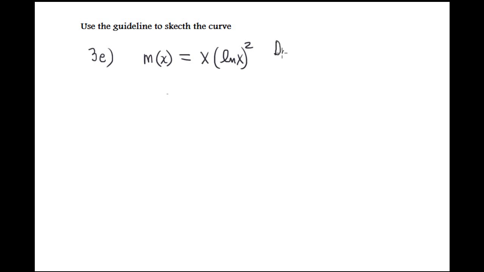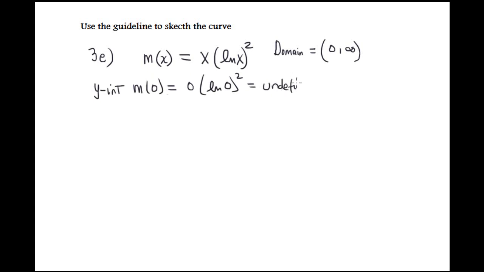Okay, the domain is only positive values, because the logarithmic function does not accept negative values and zero. The domain is then from zero to infinity. Now, if you want to find, for example, the y-intercept, evaluate the function at zero. It's impossible. The logarithm of zero is undefined. That means that we have no y-intercept.